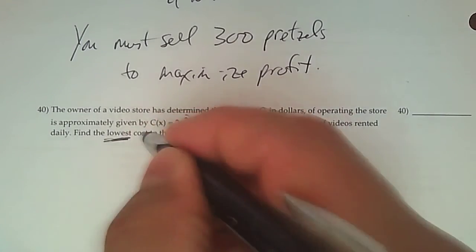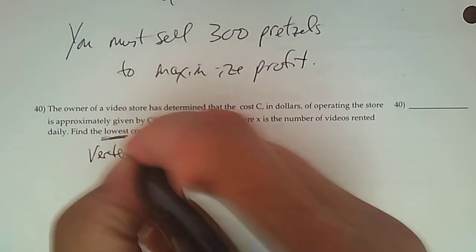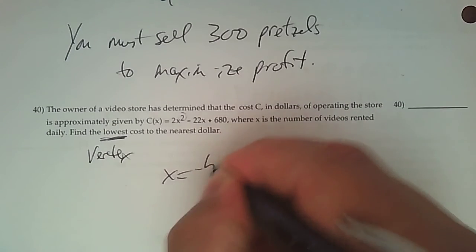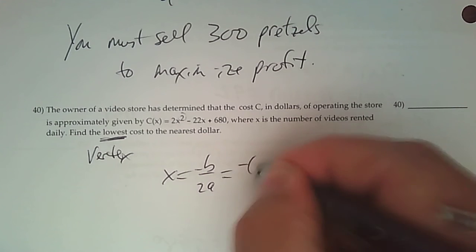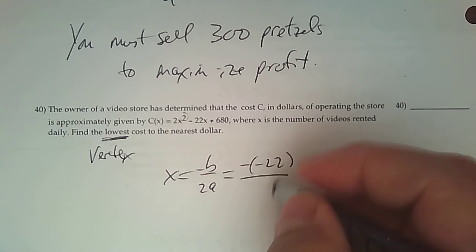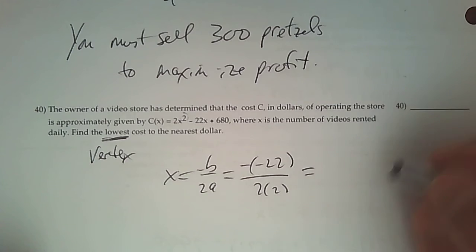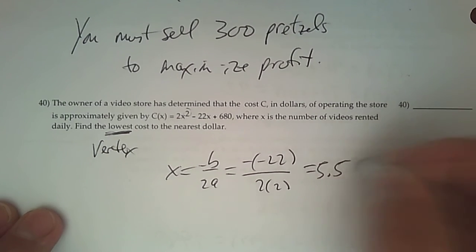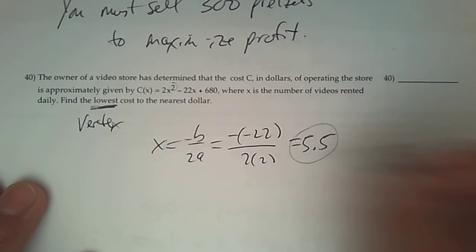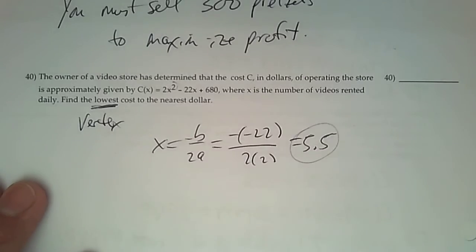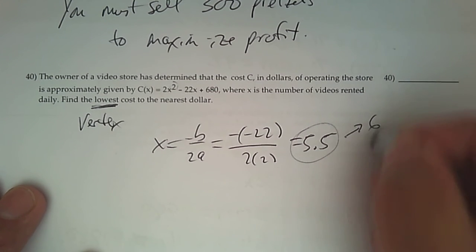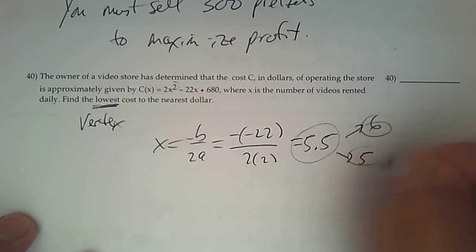So the word lowest, again, is another word for vertex. To find the vertex, it's negative b over 2a. So in this case, it's negative negative 22 divided by 2... so 22 over 4. Here's the challenge. You can't rent 5.5 videos. So X is the number of videos rented. So you either have to go up to 6 or down to 5. You have to go to a whole number.